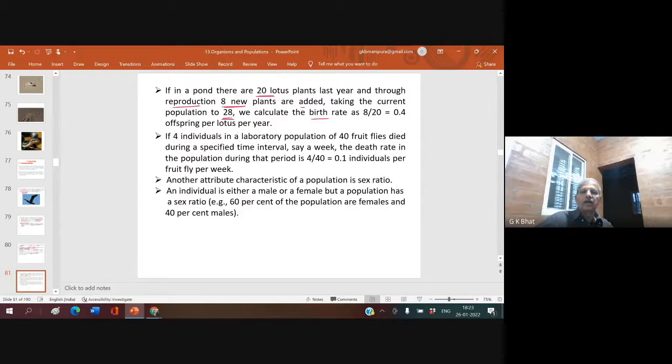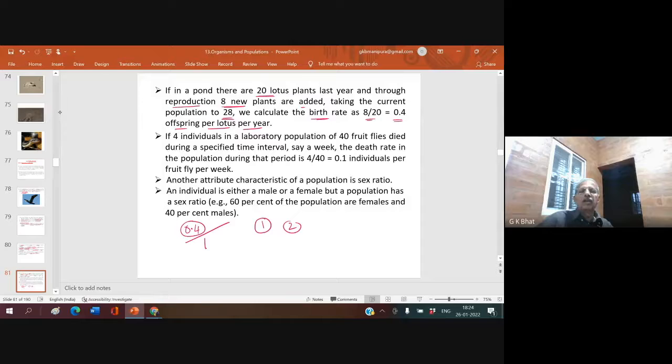If you calculate, the birth rate is 8 out of 20, which is equal to 0.4 offspring per lotus per year. Whenever you ask what is the birth rate of lotus in that particular area per year, we refer to it as 0.4 offspring per lotus per year. Now, my question to you, Rafa: what do you mean by 0.4 birth per one individual? Is it possible to have a birth of 0.4? Birth means it should be in terms of 1 or 2. What is 0.4 birth?